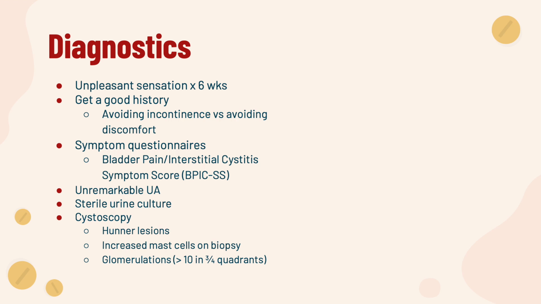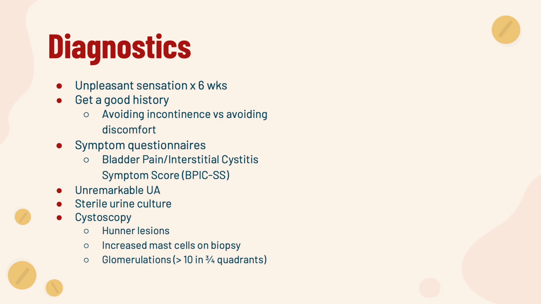Are they on any medications like diuretics? And obtaining their obstetric and surgical history are imperatives to ask. Symptom questionnaires like the BPIC-SS, which is what ACOG recommends, can be helpful in qualifying symptoms. From here, doing a UA and post-void residual is important to rule out other causes.